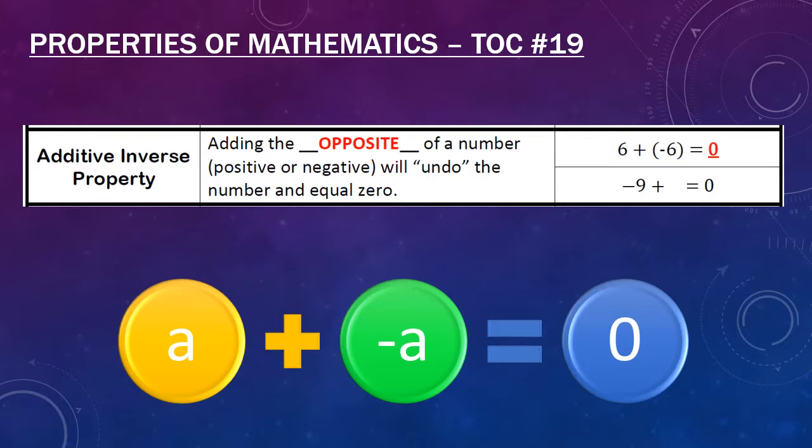Nothing. If I have $6 and I spend $6, I get nothing left. If I owe $9, how do I get 0? I have to pay that $9 back. So I have to get that $9 back. So the additive inverse is all about adding the opposite to get 0.